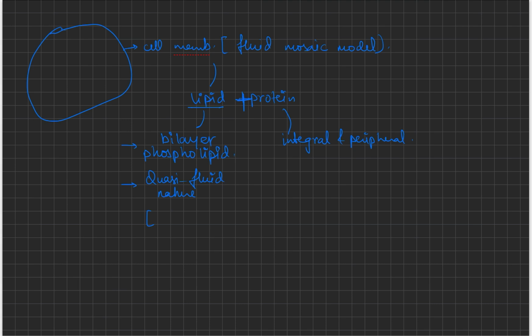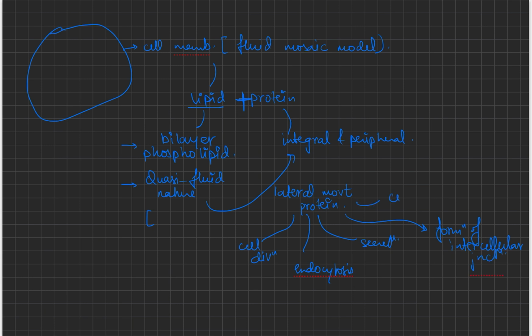It is a quasi-fluid nature. Lipids help in lateral movement of proteins. Now, how does this lateral movement of protein aid? It helps in cell division, endocytosis, different types of secretions, formation of intercellular junctions, and cell growth.